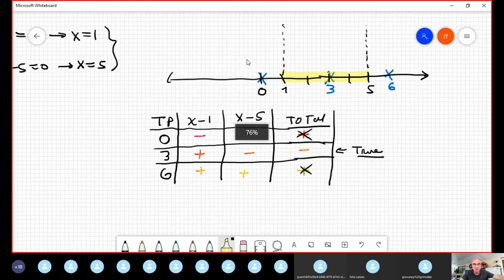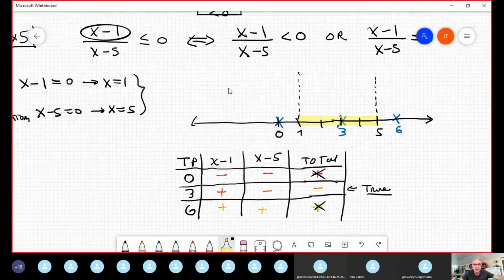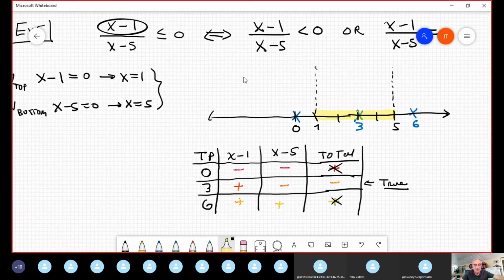And what about the endpoints? This is a little bit confusing. You learned in polynomial that when it's equal, you put a bracket. Yes, you are right. But you put the bracket only at the 0 of the numerator. But at the 0 of the denominator, never, because it's undefined and does not belong to the solution. Then the final answer for our inequality is bracket 1, 5, parenthesis.